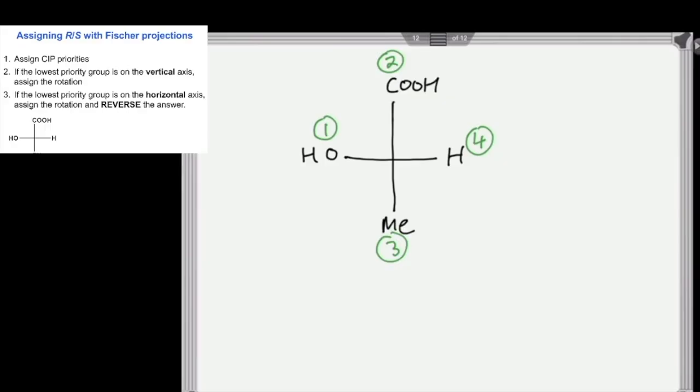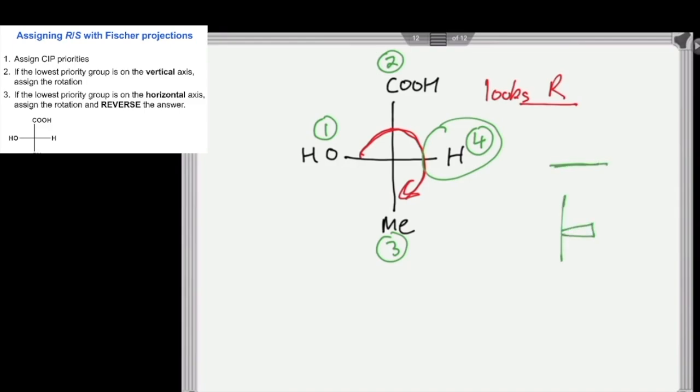So as it looks right now, you can see, okay, 1, 2, 3, the rotation goes from 1 to 2, skipping over 4 to 3, right? So 1, 2, 3 looks like it is an R rotation, right? It's clockwise. But remember, the lowest priority group is here on this hydrogen. It's on this horizontal axis. In the Fischer projection, that would be like looking at this center here. The hydrogen is currently towards you in that perspective, right? It's towards you at this point. So since the lowest priority group is on the horizontal axis, it looks R.